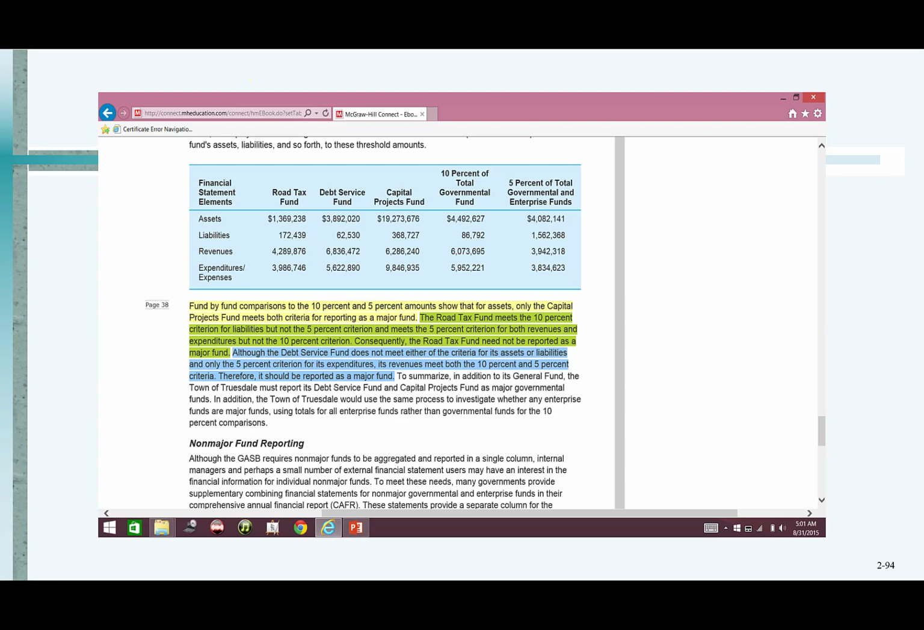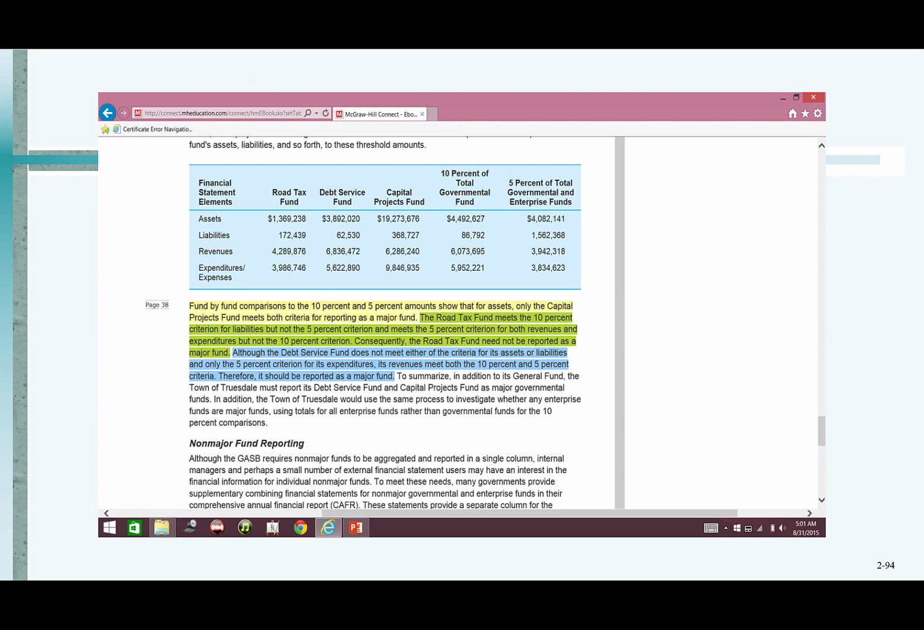Okay. So if I have 10% of the assets and I look at my fund and I want to see if the road fund is a major fund, it has to pass both tests, doesn't it? So when I look at the assets, I take what of the road fund? $1,369,238. I compare it to 10% of the governmental funds. Does it constitute 10%? It does not. It's less. So based on assets, the road fund right now is not a major fund.